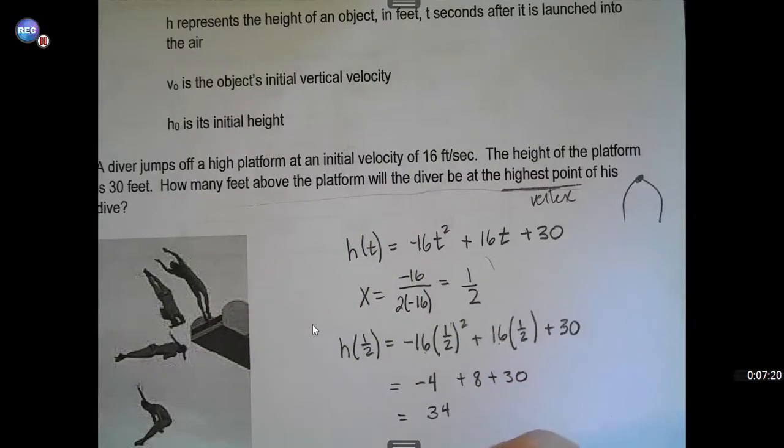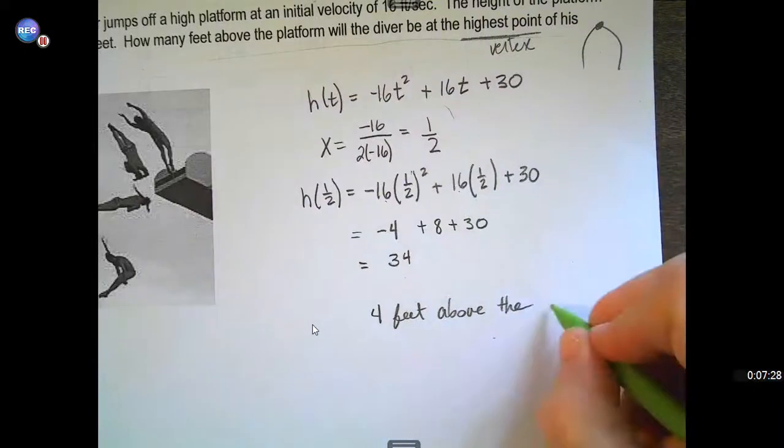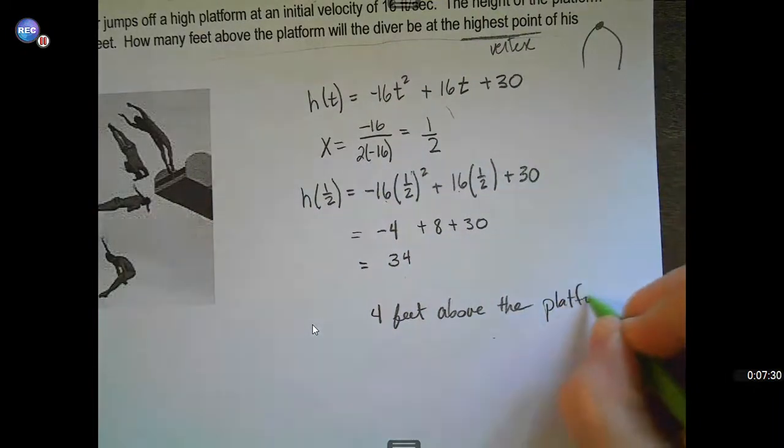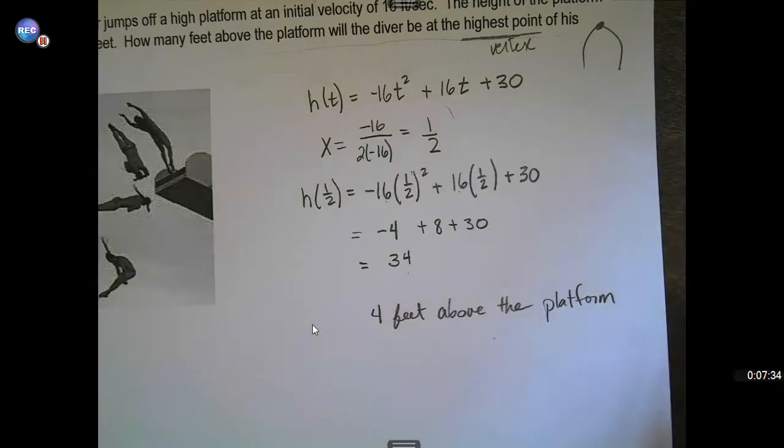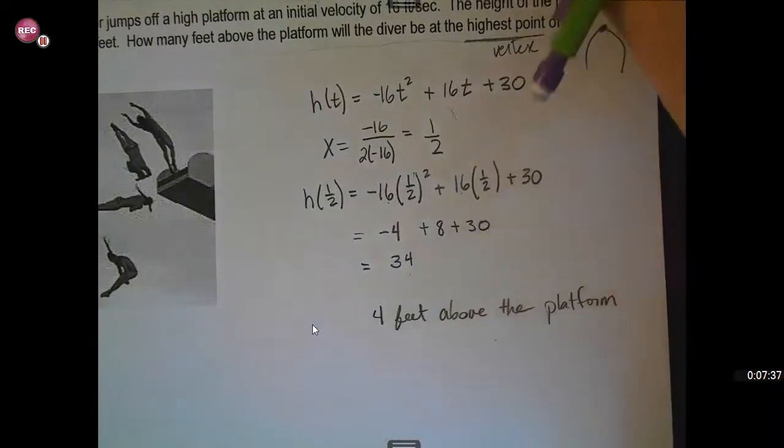We have to answer the question. He'll be 4 feet above the platform because the platform is 30 feet and his highest point is 34 feet. So he's going to be 4 feet above the platform.